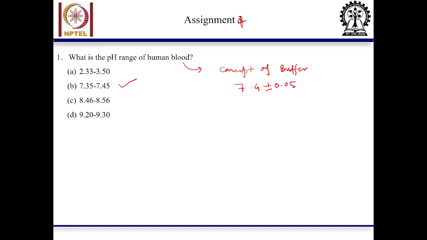Now the question is from where that concept of buffer comes. Basically, in human blood, there is H2CO3, which is carbonic acid, and HCO3 minus, which is the bicarbonate ion. These two are found in the plasma of the blood. So basically this is the required mechanism which maintains the pH between 7.35 and 7.45.